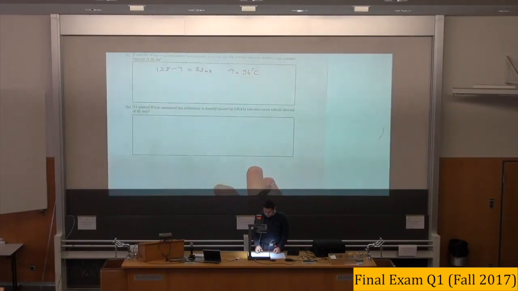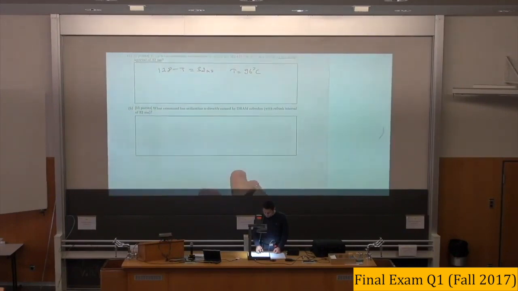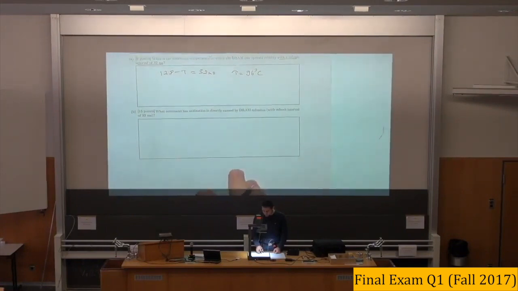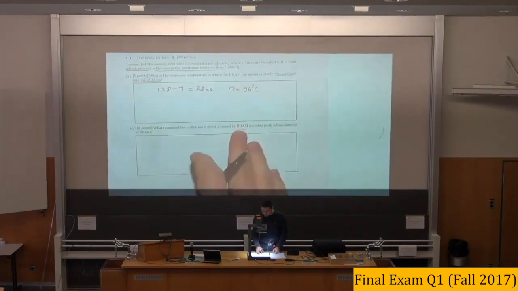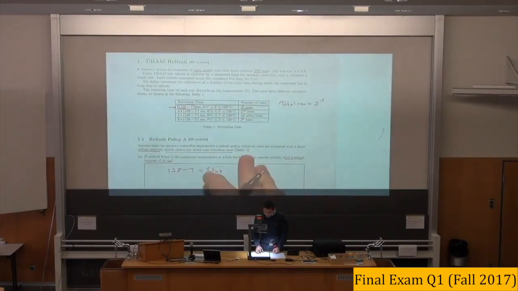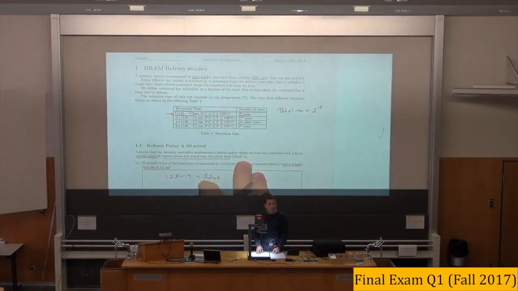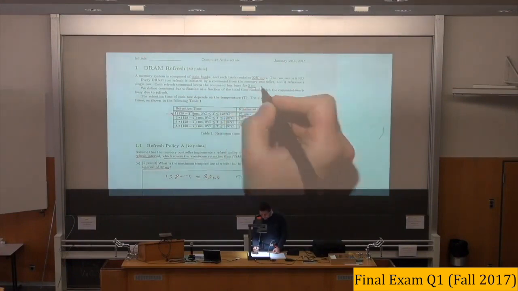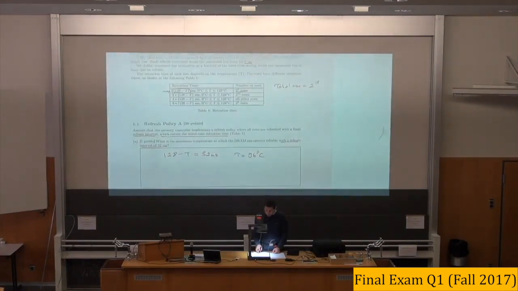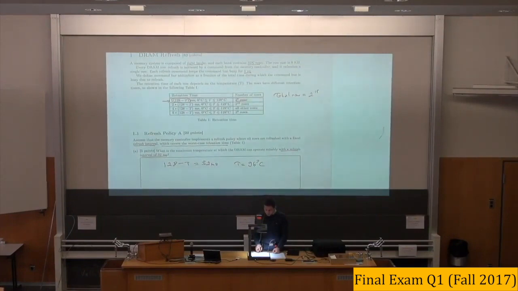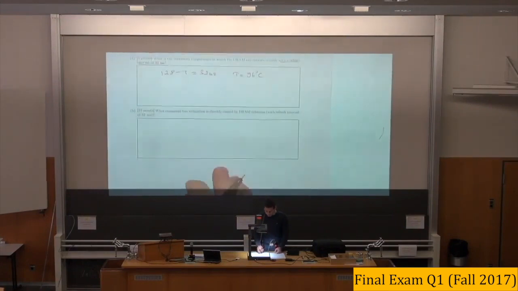So this was the first question. It also asks what the command bus utilization is that is directly caused by DRAM refreshes. The command bus is defined as follows: the memory controller sends the refresh command, and the bus is kept busy for a certain time interval, which is 5 nanoseconds. The command bus utilization is the total time that the command bus is kept busy within a refresh time interval.